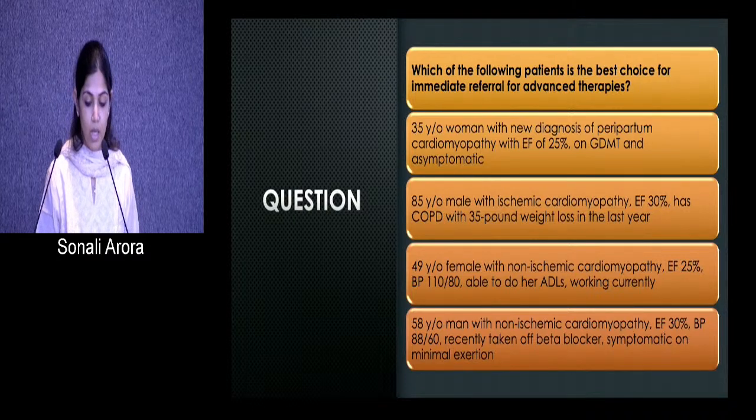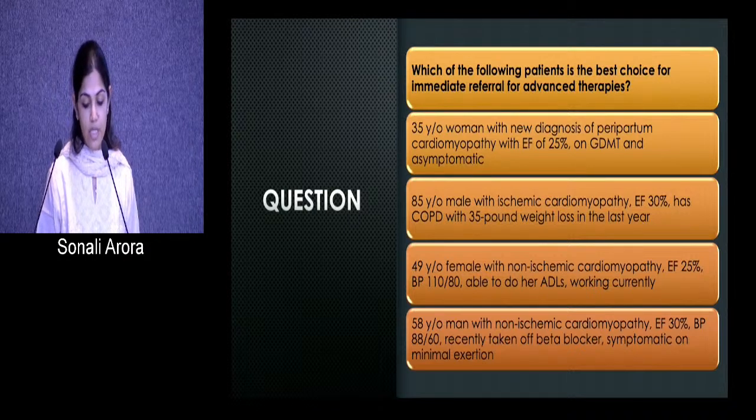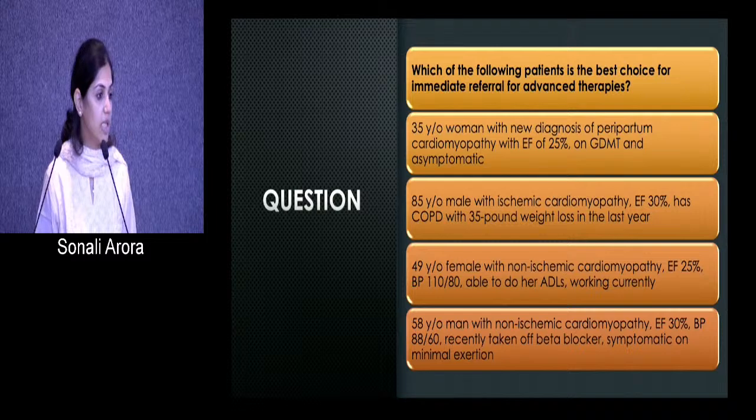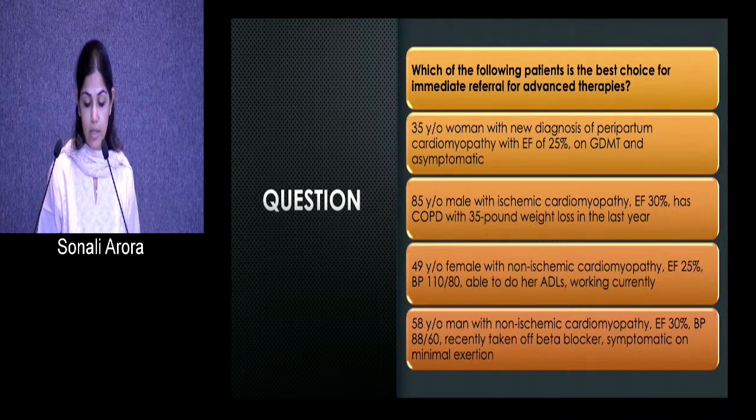is asymptomatic. An 85-year-old male with ischemic cardiomyopathy, EF of 30%, who has COPD with 35-pound weight loss in the last year. 49-year-old female with non-ischemic cardiomyopathy, EF of 25%, blood pressure of 110/80, able to do the ADLs, working currently. And 58-year-old man with non-ischemic cardiomyopathy, EF of 30%, blood pressure of 88/60, recently taken off beta blocker, symptomatic on minimal exertion. I'm going to leave these choices with you and we'll come back to this later.